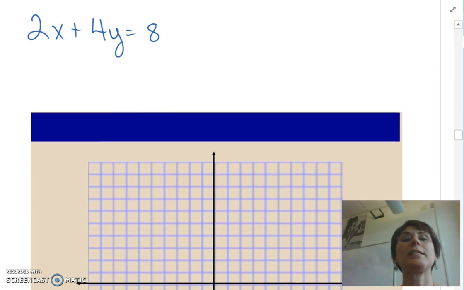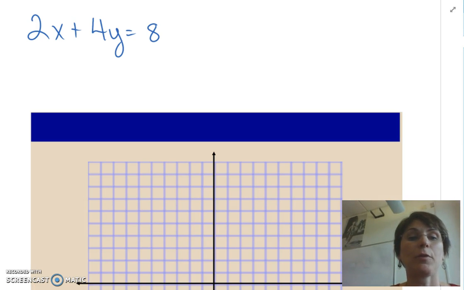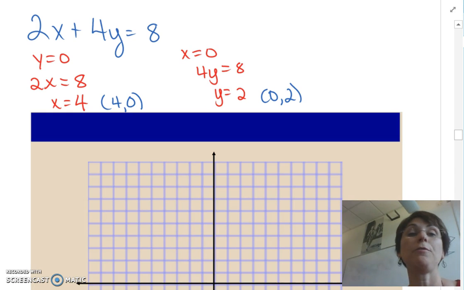So here's a basic example of finding the X and Y intercept. So use the process that you learned in the first video to find the X and Y intercept for this particular equation. Let's go ahead and try that and then check before graphing. So did you get 4, 0 for your X intercept and 0, 2 for your Y intercept? If you did, then you did a great job. If not, that's okay. Let's look at it.